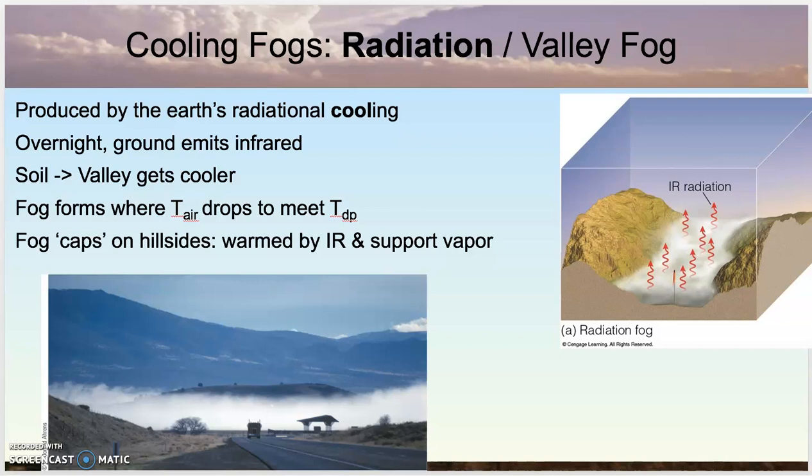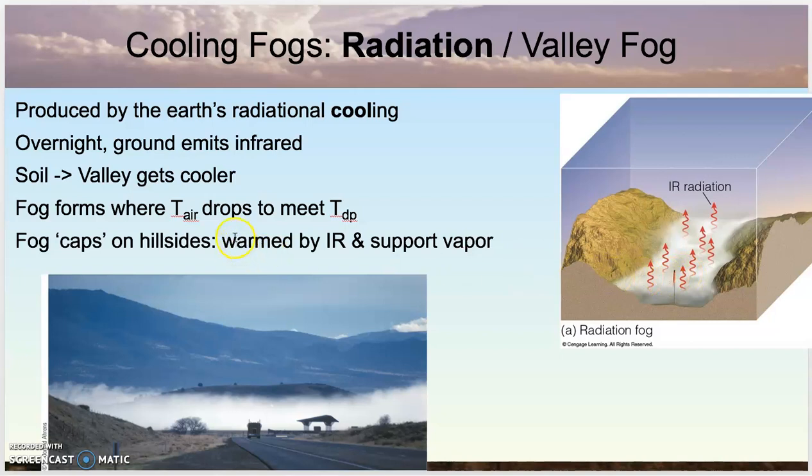The ground emits infrared overnight, so the soil gets cooler. Over the course of the night, the entire valley may get cooler. The hillsides will get warmer because they are getting the infrared at a higher altitude. So this radiates up from the soil in the valley, leaving the valley cool and leaving the hillsides warmer with the infrared radiation. When that cool valley soil meets the dew point, there will be fog there in the valley.